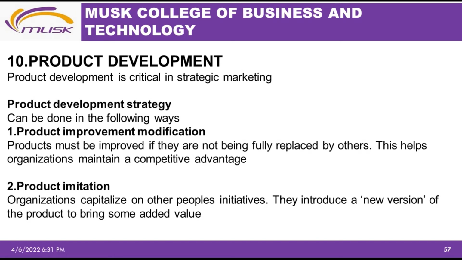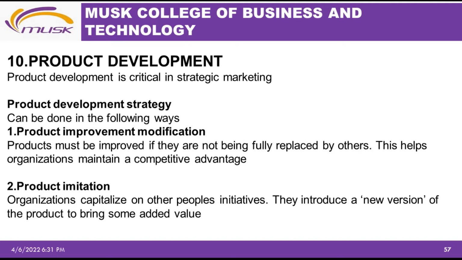There are a number of ways we can develop products. It's not a must we have completely new products. So, number one, we can do what we call product improvement and modification. Products must be improved if they are not fully replaced by others. So we can have a product in the market, then see how to work on that particular product to be able to improve its functionalities.